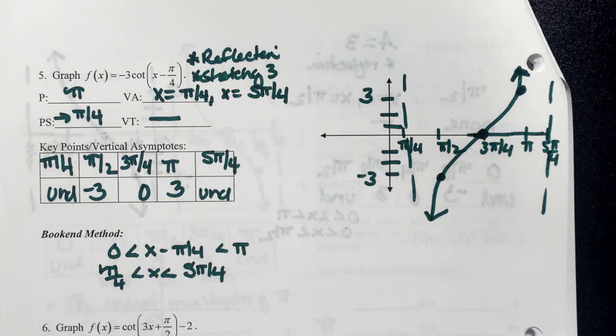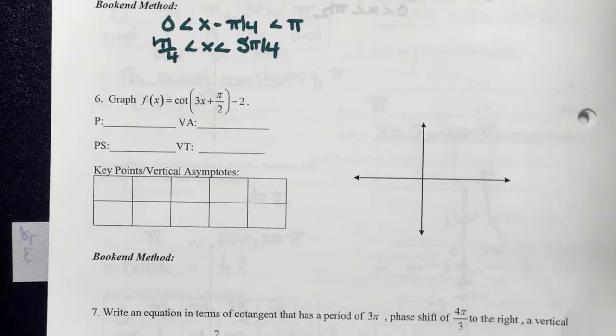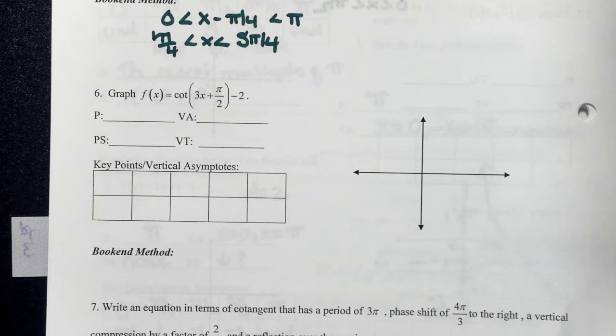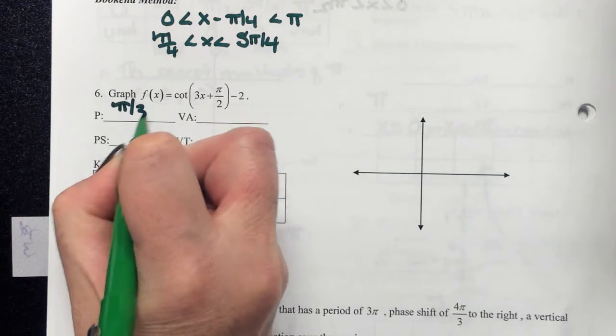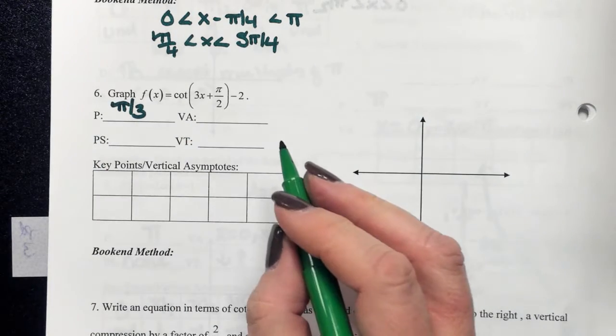So any questions on number 5? Let's go down and let's do the last one, number 6. What's your period? In number 6, pi over 3. We'll come back to the vertical asymptotes.